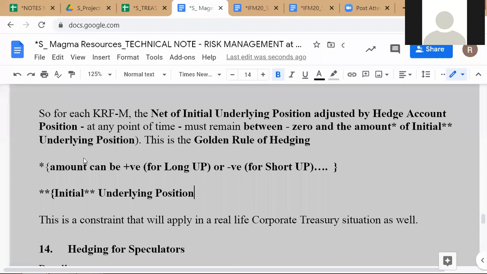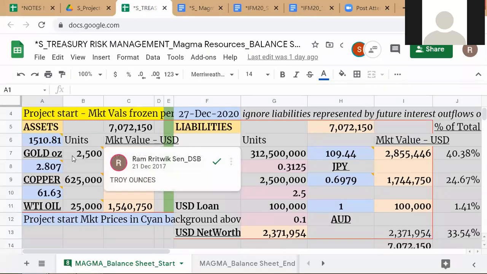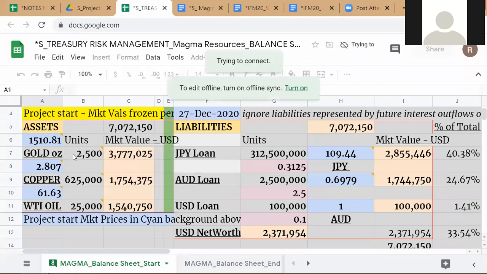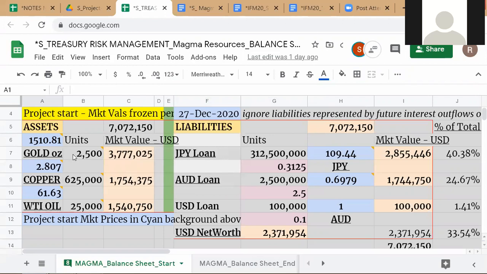The way it works in the real world is that if you're managing, let's say for Rio Tinto, you're the corporate treasury risk manager for Rio Tinto. In that case, you have to have a direct hotline essentially to the production team as well as to the sales team to see what is the economic exposure balance sheet. So you may start the hedging period with 2.5K troy ounces of gold.